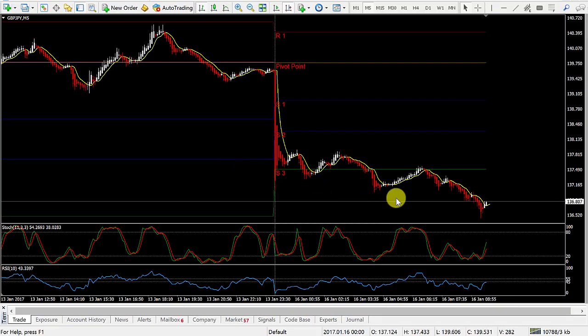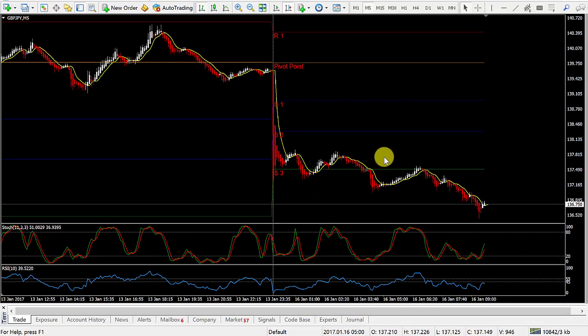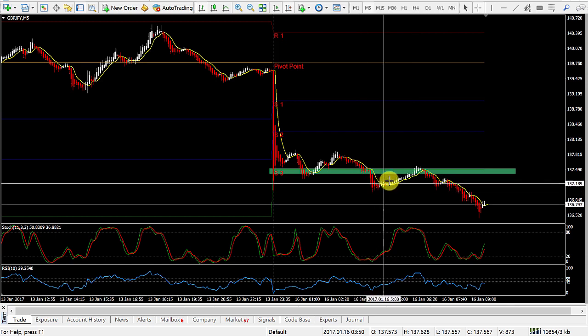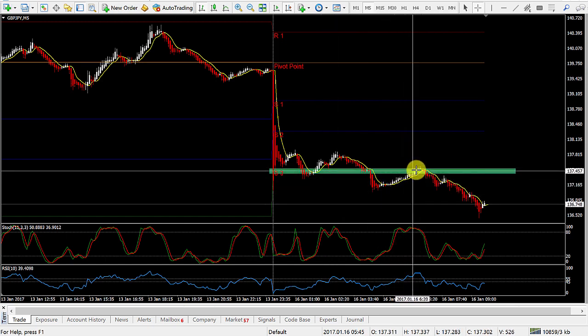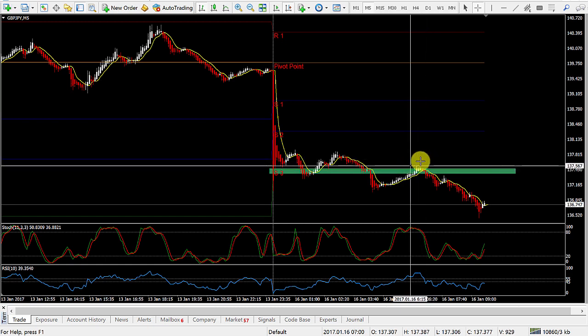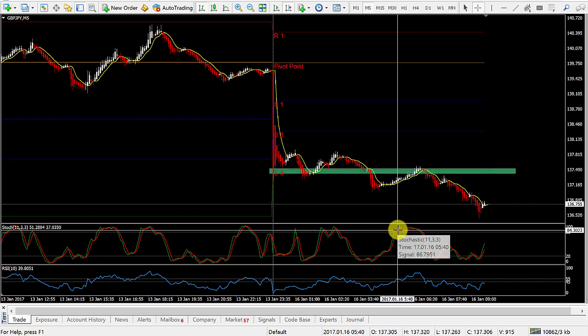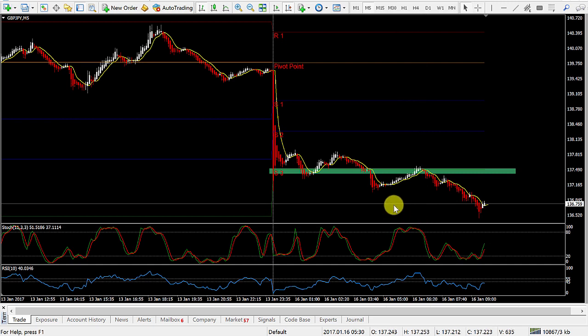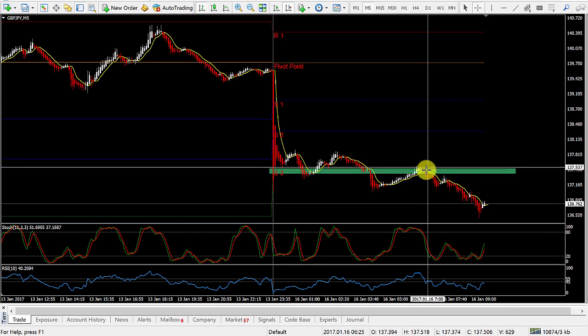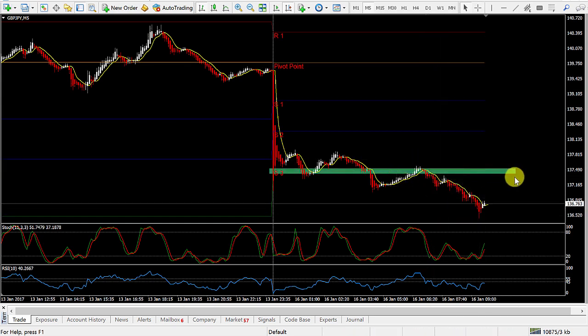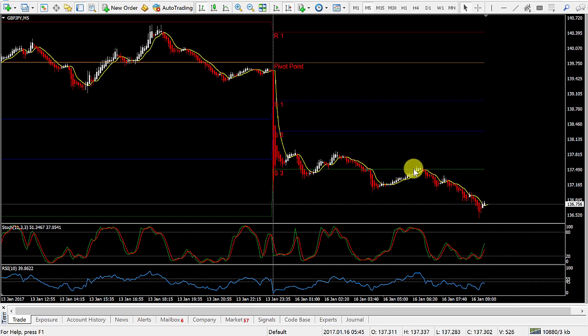Now let's talk about complex pullbacks. In the last video we talked about simple pullbacks, and just to show you one more beauty, this one, very simple pullback, only white candles, small white candles, back into the trend, and then we got this signal here. We got a beautiful stock with a double top, and we had this gap open on a Monday, and then we continued to the downside. So this is a very nice simple pullback.